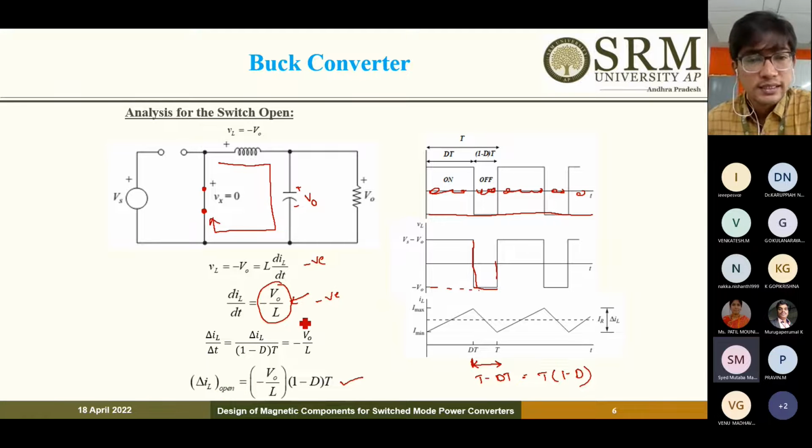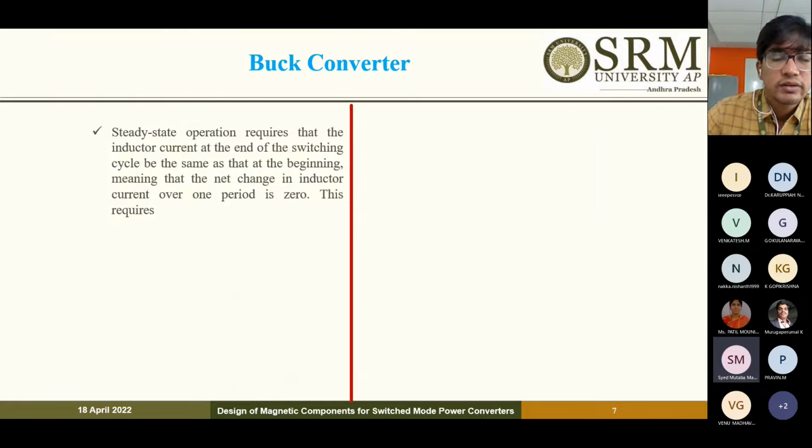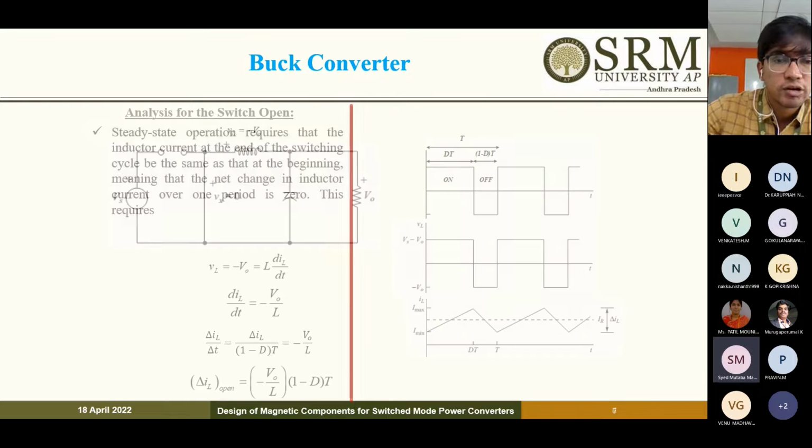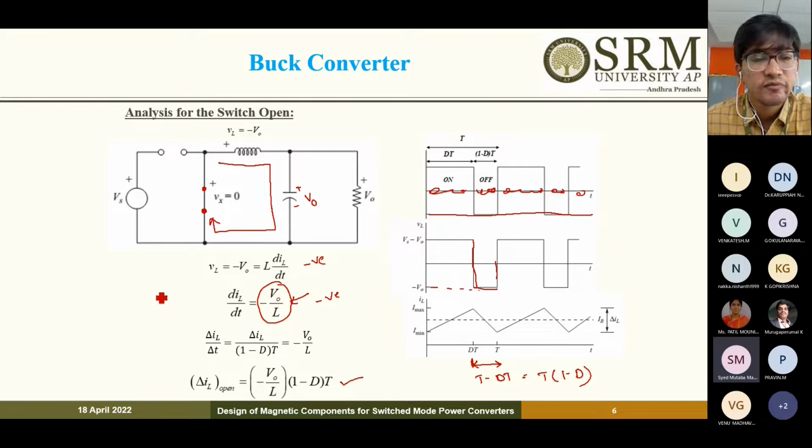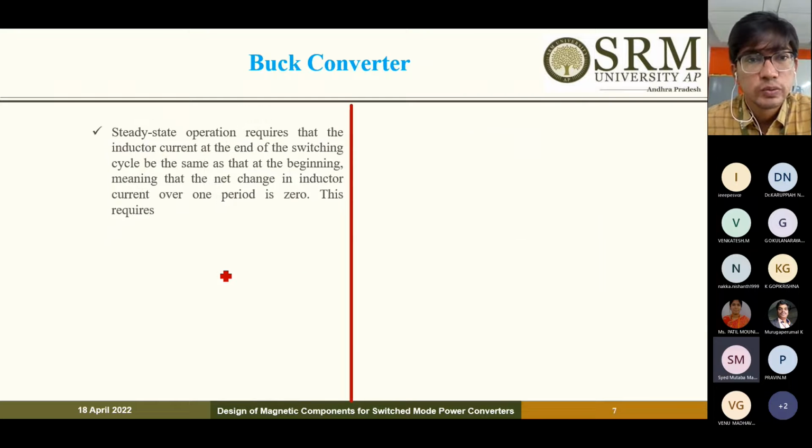Once we calculate the ripple currents during the switch on and switch off conditions, we need to find the gain of the converter. Once we calculate the gain, we can calculate the maximum and minimum currents. How to calculate the gain, or output voltage, of the converter? We can find it in two different ways. One is that the average voltage across the inductor should be equal to 0 under steady state condition.